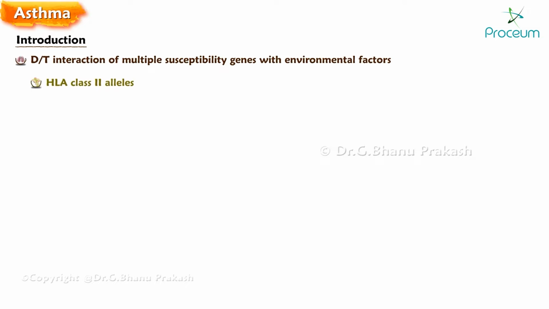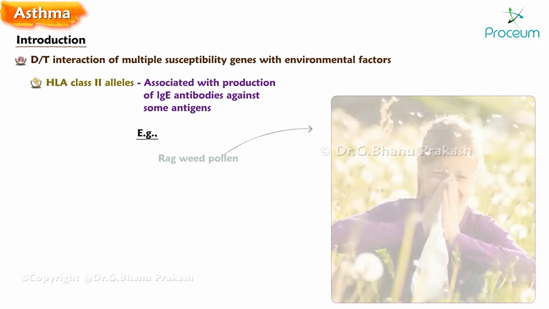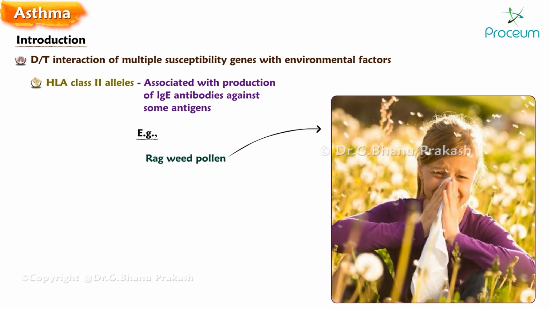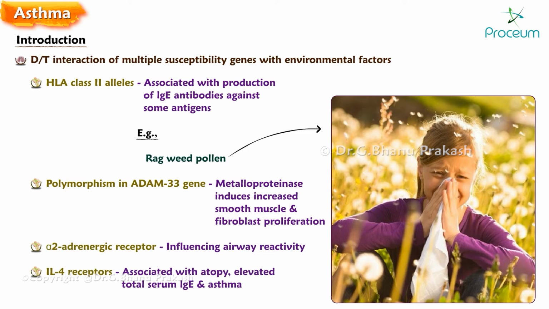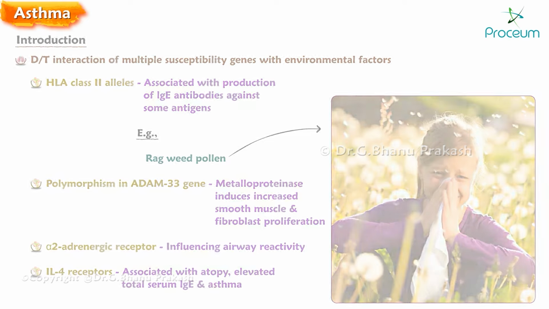HLA class II alleles are associated with production of IgE antibodies against some antigens, example, ragweed pollen. Polymorphism in ADAM33 gene induces increased smooth muscle and fibroblast proliferation. Alpha-2 adrenergic receptor influencing airway reactivity. Interleukin 4 receptors are associated with atopy, elevated total serum IgE, and asthma.